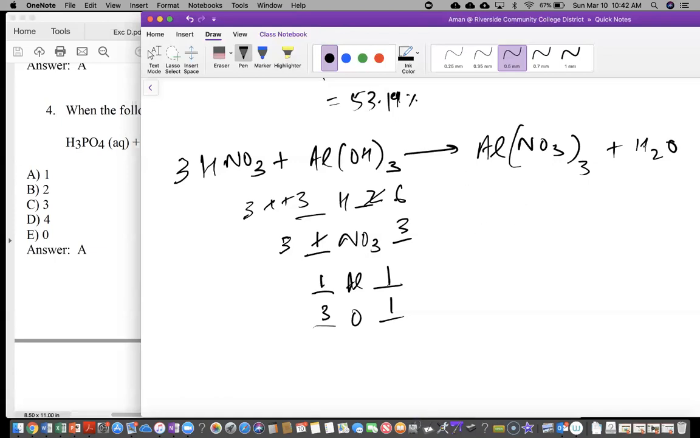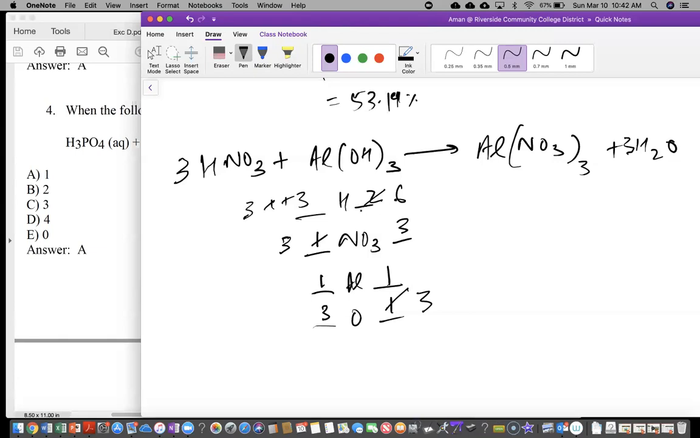3, wouldn't that go in front of it, on the H2O? Right, 3H2O. When you put 3H2O here, it becomes 6 hydrogens. What happens to that oxygen? It goes up to 3, right? That means this also went up to 3. So now you can see it's balanced. 3, 3, 1, 1, 3, 3, 6, and 6.